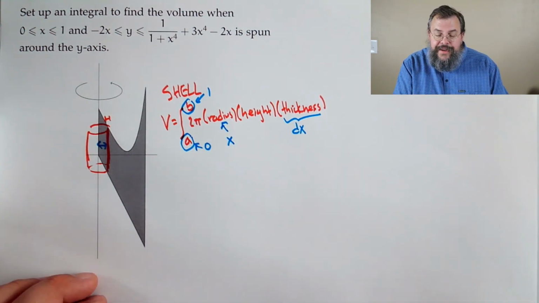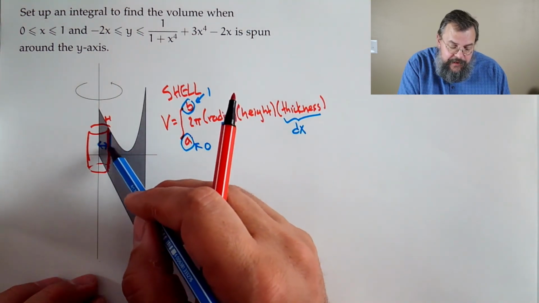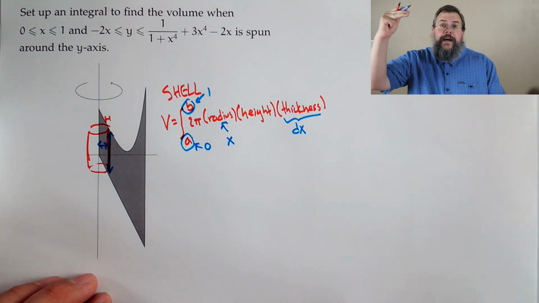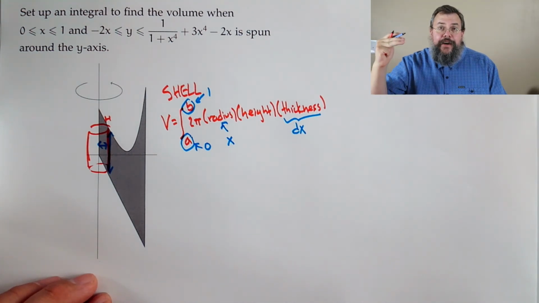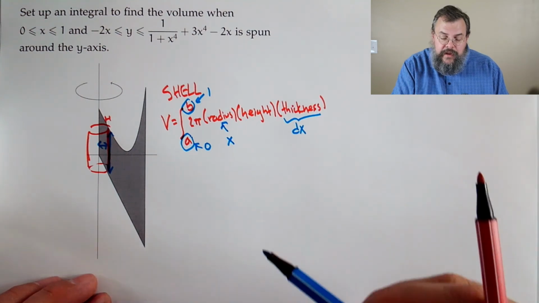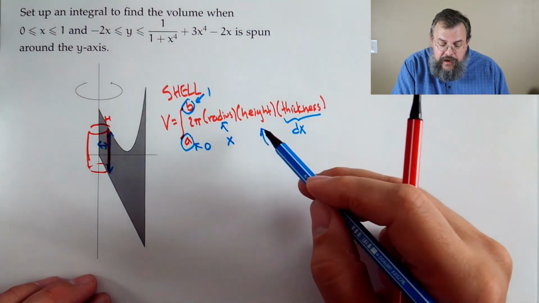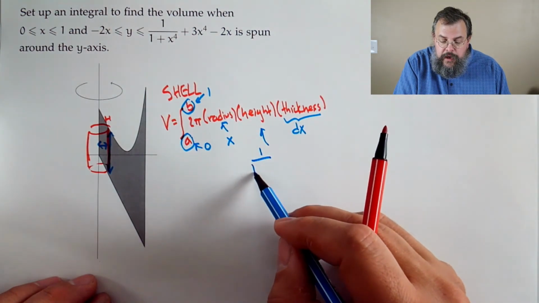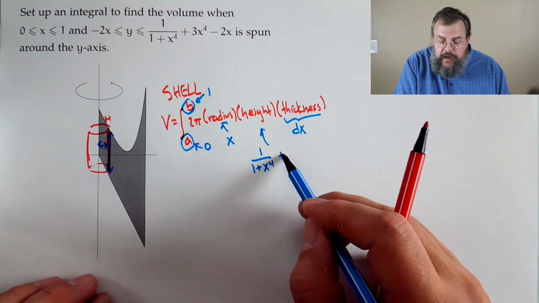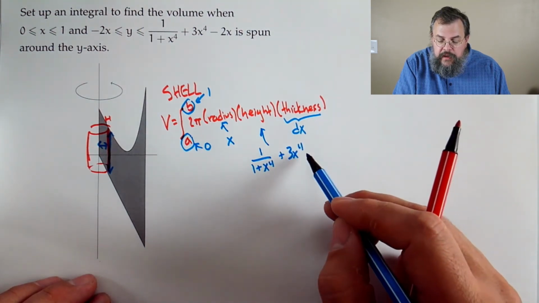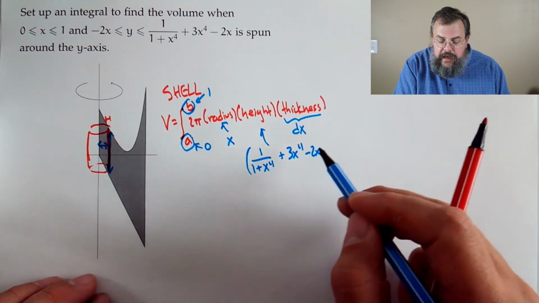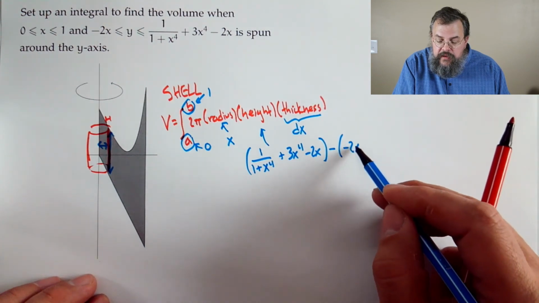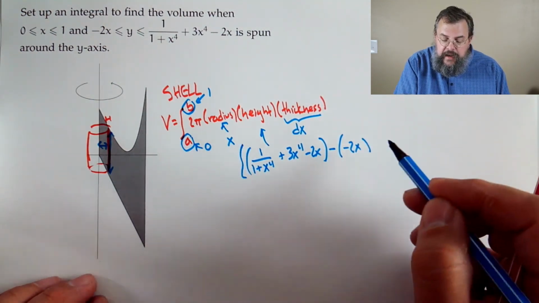Now our height. Okay, so that's how far up and down we go. So what is our height? Well, you're going to take our high minus low. High value, subtract low value. So what's the high value? Well, it's the top function. So that's 1 over 1 plus x to the fourth plus 3x to the fourth, subtract 2x. Okay, that's the high minus the low. So subtract minus 2x. All right, that's our height.